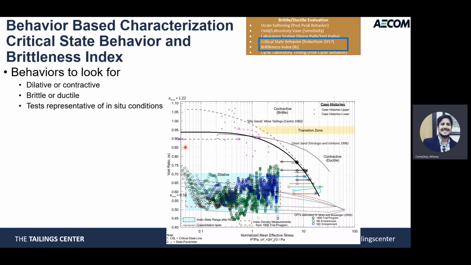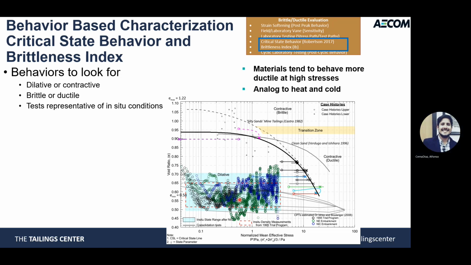This is an example of a critical state line defined by CIU testing, and this is the estimate of the state parameters for this specific site, based on CPT, in situ density measurements, and consolidation tests. What you see is that all your in situ void ratios for this specific material are telling you that you are below your critical state line. Therefore, your material will behave as dilative at large values of shear strains. So this material will tend to behave ductile at higher stresses. It's analogous to what happens to heat and cold.